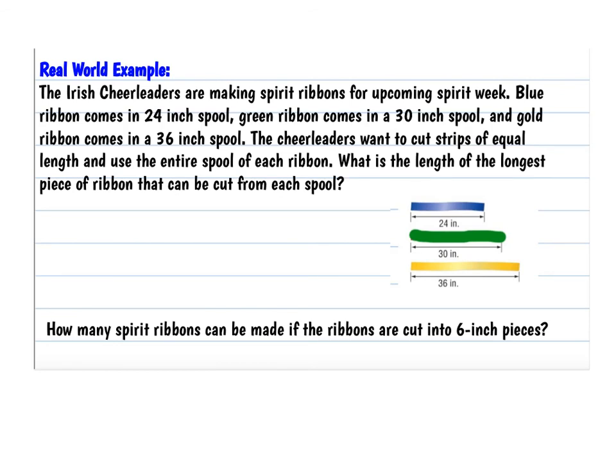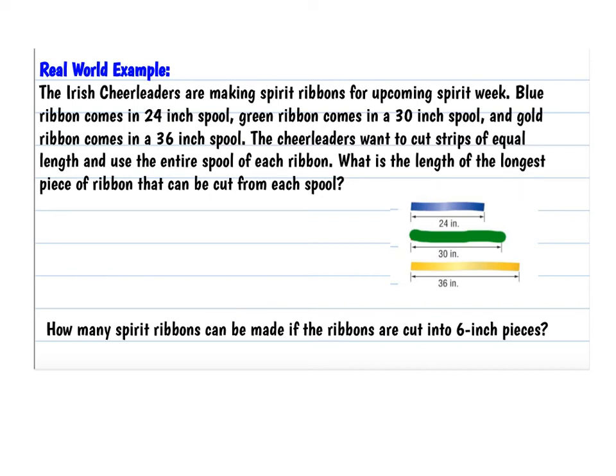Okay, we have a real world example here. The Irish cheerleaders are making spirit ribbons for upcoming Spirit Week. Blue ribbon comes in 24-inch spool, green ribbon comes in 30-inch spool, and gold ribbon comes in 36-inch spool. The cheerleaders want to cut strips of equal length and use the entire spool of each ribbon. What is the length of the longest piece of ribbon that can be cut from each spool?